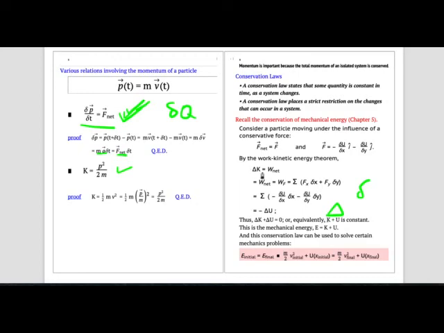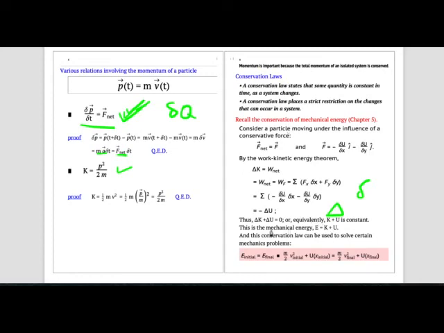So the total change in kinetic energy is the negative of the total change of potential energy, or delta K plus delta U is 0. Or equivalently, K plus U is constant. Kinetic energy may be increasing. If so, potential energy is decreasing by the same amount. Or potential energy might be increasing. In that case, kinetic energy is decreasing by the same amount. So K plus U is constant. That's what we call the mechanical energy, K plus U.